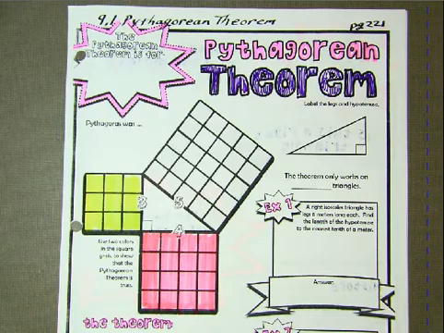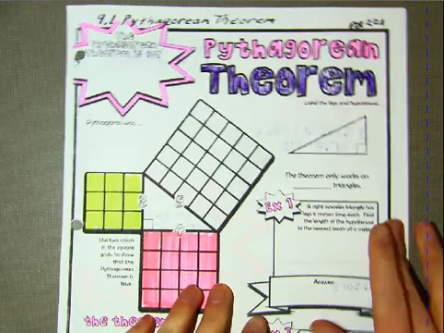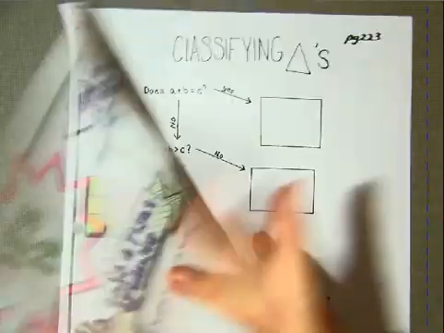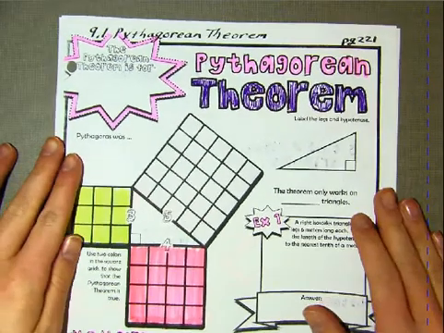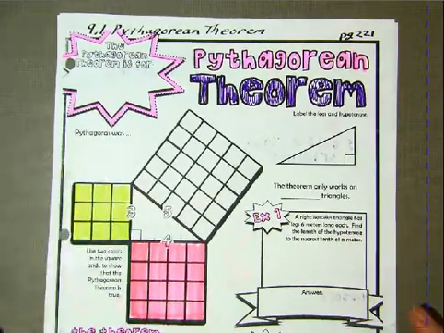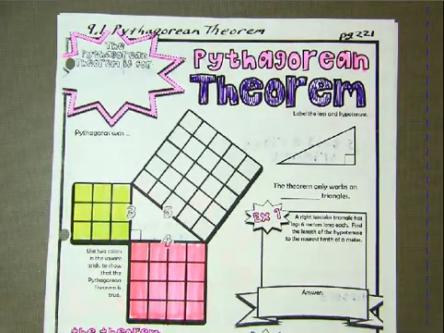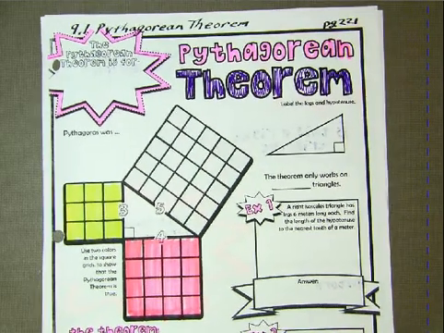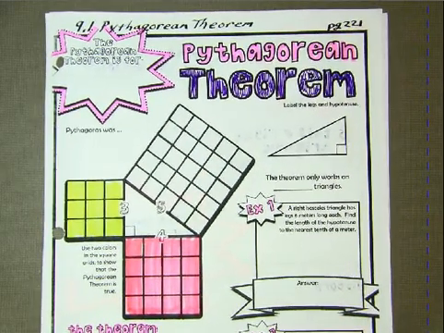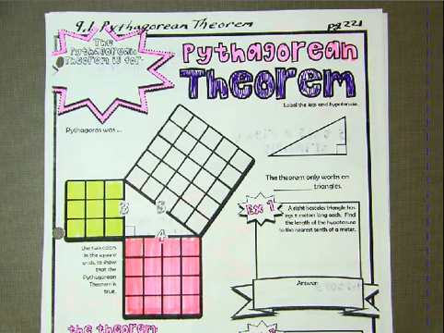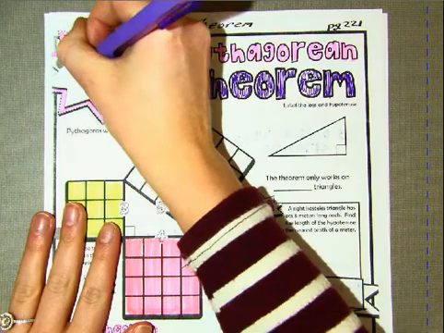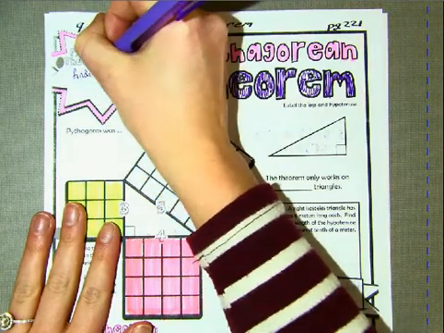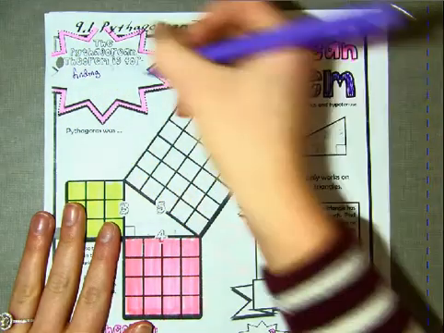Today we are working with pages 221, 222, and 223 in your notebook. So starting on page 221, we're going to be talking about the Pythagorean Theorem, which is something you should be familiar with from middle school. And what is the Pythagorean Theorem? Well, what it does is we can use it to find the length of the missing side in a right triangle.